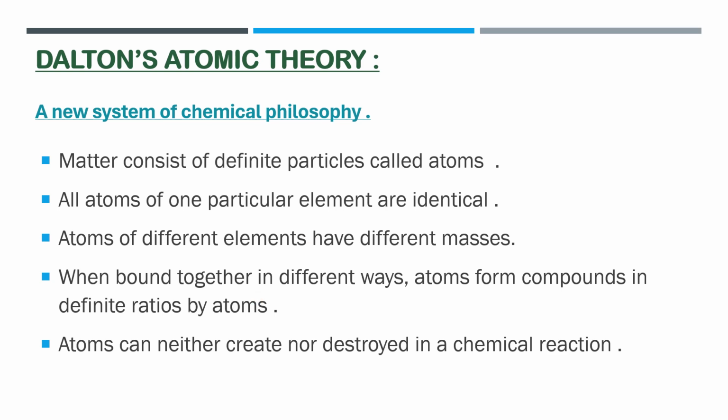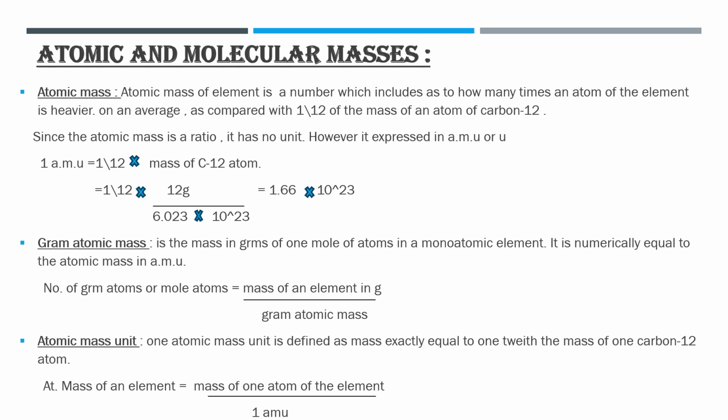Next we will move on to atomic and molecular masses. In that we come to know some definitions: atomic mass, gram atomic mass, atomic mass unit. So these are all definitions involved in atomic and molecular masses. First, the atomic mass. What is the atomic mass of an element? It is a number which indicates how many times an atom of the element is heavier, on average, as compared to 1/12 of the mass of an atom of carbon-12.